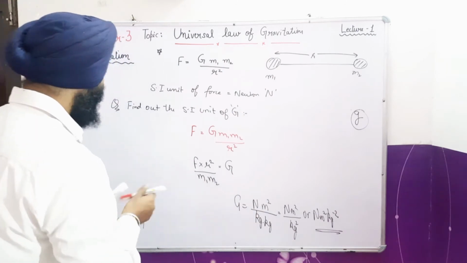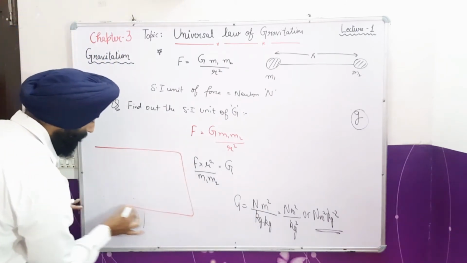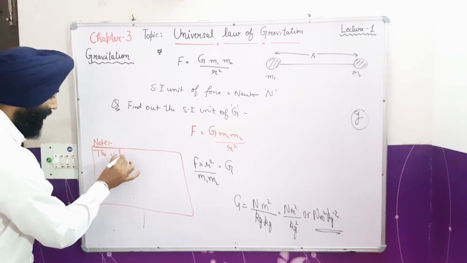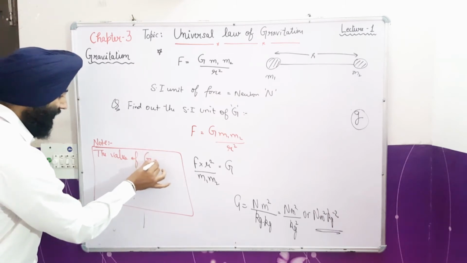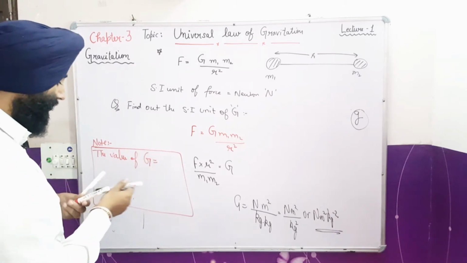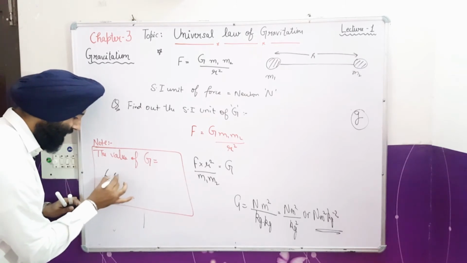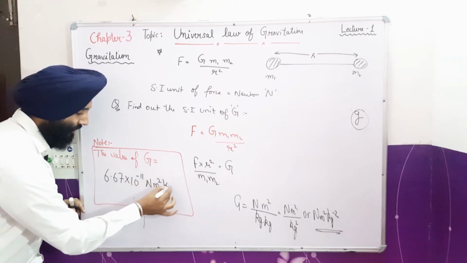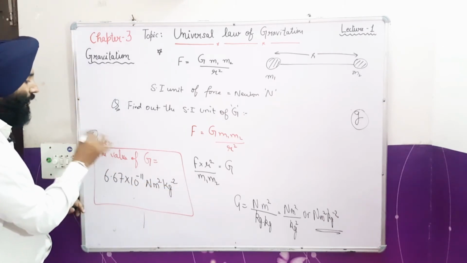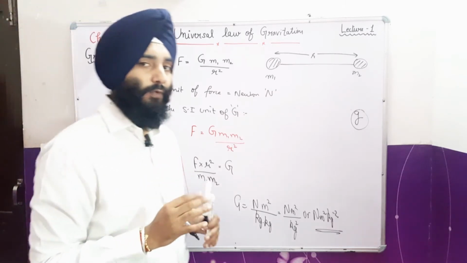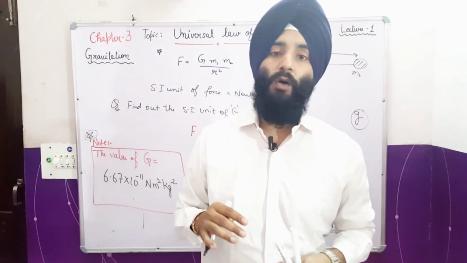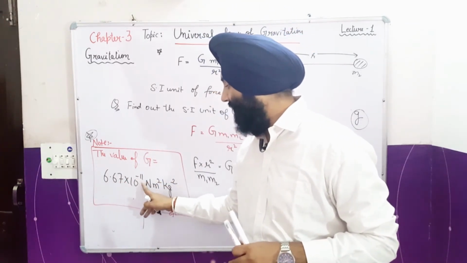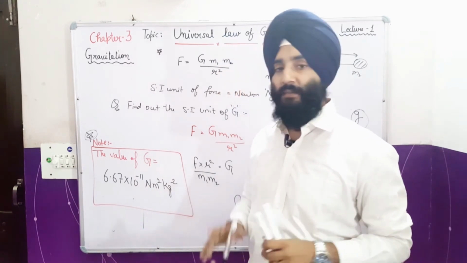And now here is a special note. After this, children, one special note is there, and the note is that the value of universal gravitational constant G is 6.67 into 10 raised to power minus 11 Newton meter square per kilogram square. So this is the value of the universal gravitational constant. So if we want to solve a numerical and put in the value of capital G, we can simply remember this value: 6.67 into 10 raised to power minus 11 Newton meter square per kilogram square.